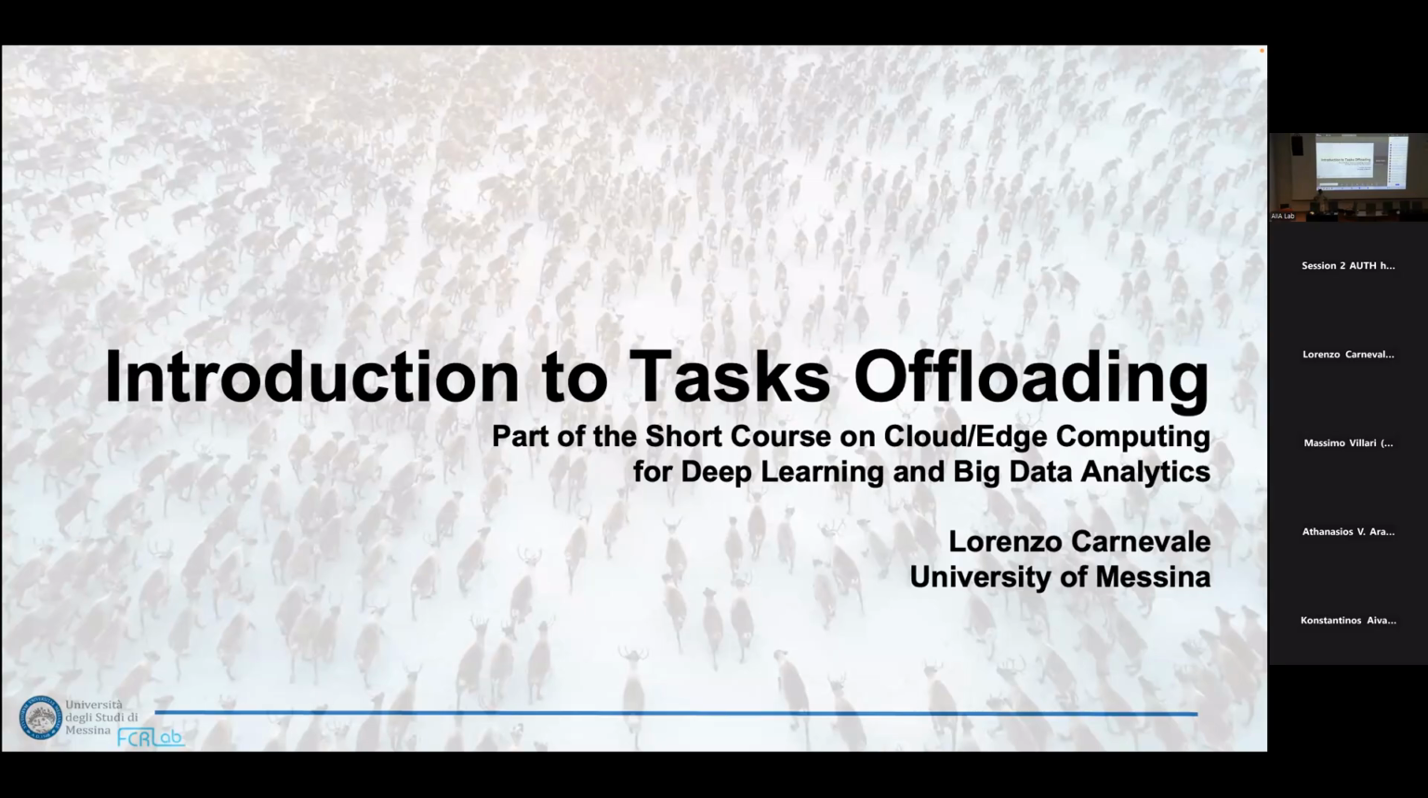Okay, so welcome everybody to this course, and thank you for the invitation. Let me move this one here. Okay, so I'm going to discuss task offloading. This is really a short introduction about task offloading, considering the time we have ahead, which is 1 hour. And this is, of course, part of the short course that Professor Billari started, discussing distributed systems and cloud computing.